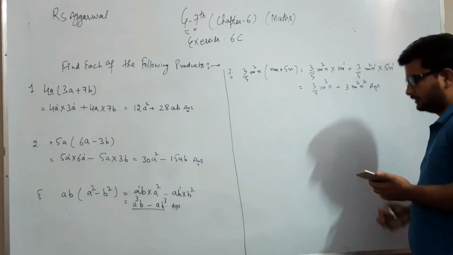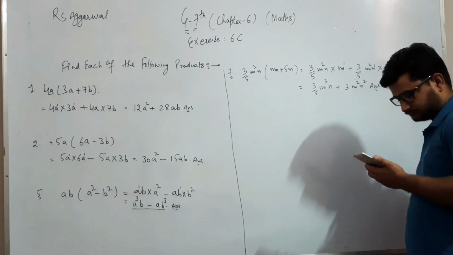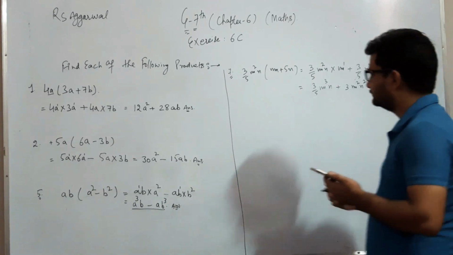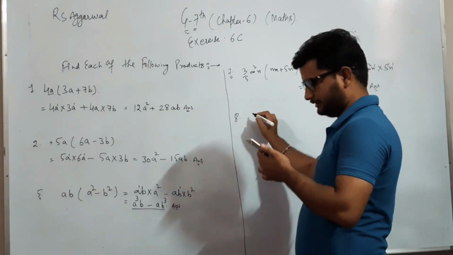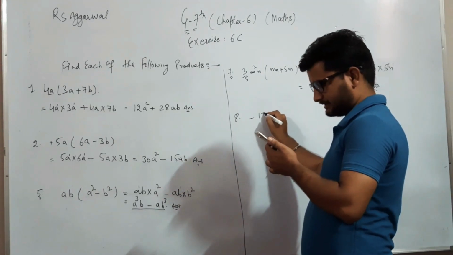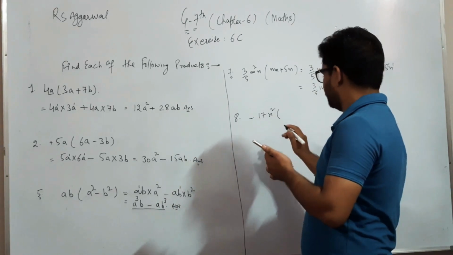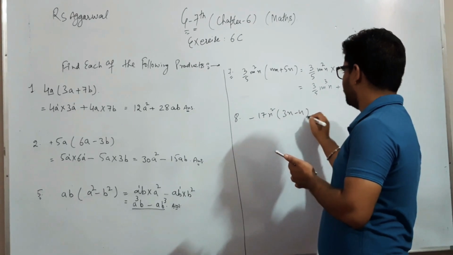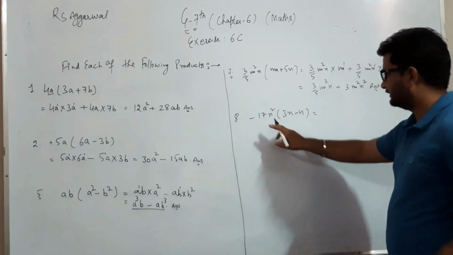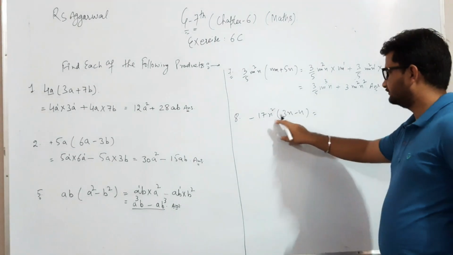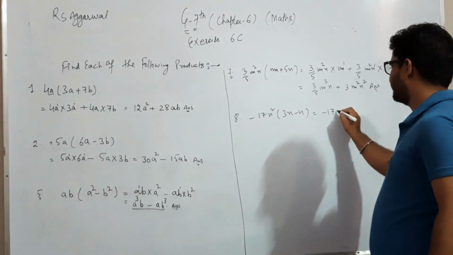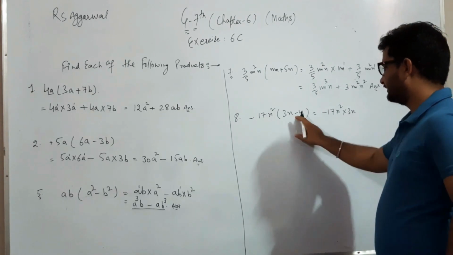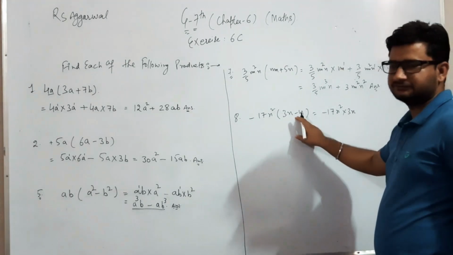Next we are doing the next question of this exercise, the 8th question. The 8th question is minus 17x raised to power 2 multiplied with 3x minus 4. In this question, first we multiply minus 17x raised to power 2 with 3x, so we write 17x raised to power 2 into 3x. Then we take minus minus, this minus sign is multiplied with minus first.